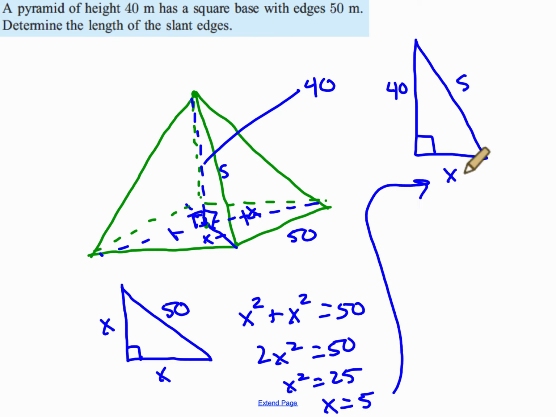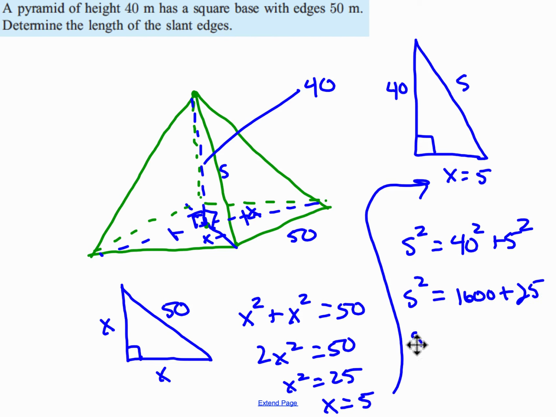Substitute that in right there, and all of a sudden we are in business, kids. S squared equals 40 squared plus 5 squared. S squared equals 1600 plus 25. So S squared is going to equal 1625. S equals square root 1625, which of course we know is approximately equal to 53.4. So that would be 53.4 meters are the units.